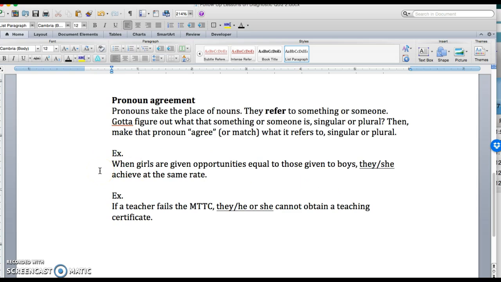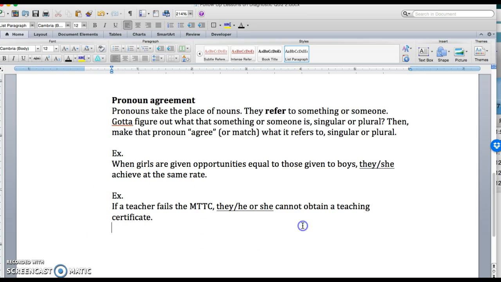When girls are given opportunities equal to those given to boys, they or she achieve at the same rate. All right, now let's figure this out. Here's they and she. What do they and she refer to? Refers to girls, right? That's who we're talking about. So since girls is plural, we choose they. And that's pretty darn easy. When girls are given opportunities equal to those given to boys, they achieve at the same rate.